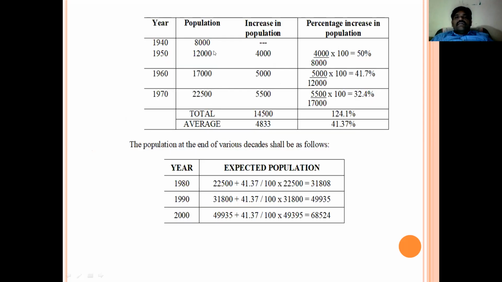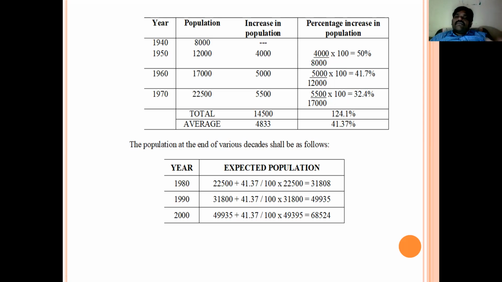See here, for the same problem, up to here is the 4,833 average constant. Now, one more column is added where we find the population percentage increase. The increment from 1940 to 1950 is 4,000, with the population at 8,000 in 1940. So 4,000 by 8,000 into 100 gives an increase of 50%. Here 5,000 by 12,000 into 100, and here 5,500 by 17,000 into 100, where we get 32.4 percent. So 50, 41, and 32.4 sum up to 124.1. Take the calculators and do it. 124.1 percent by 3 gives 41.37 percent.